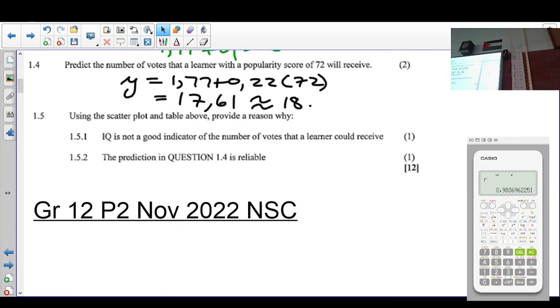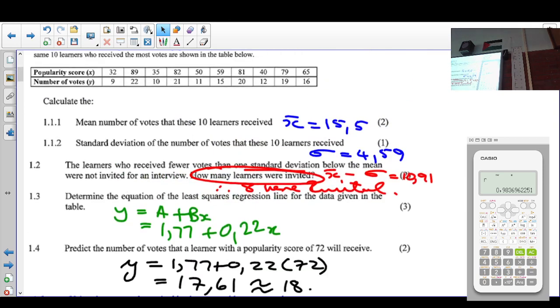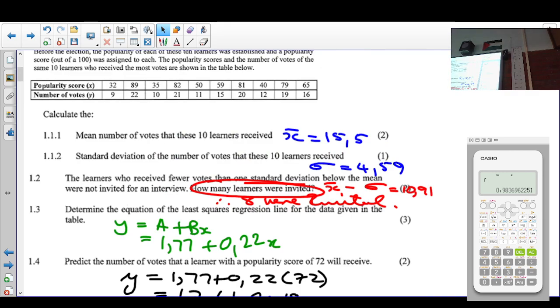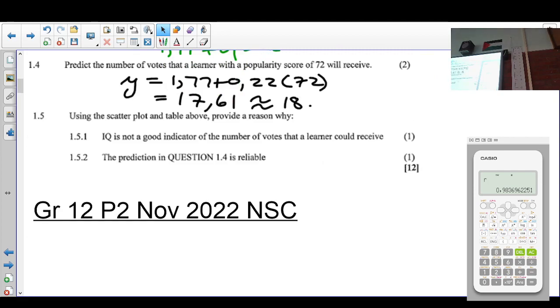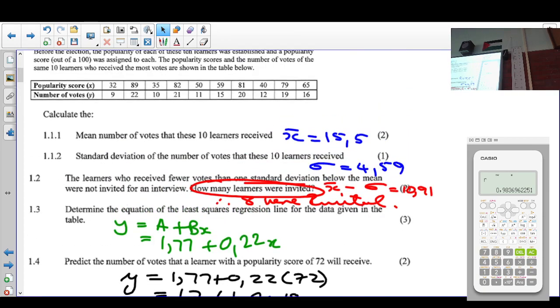Read the question again. Using the scatter plot and the table, provide the reason why the IQ is not a good indicator. There's no IQ here. So I must use the table, so I'm going to stick with the fact that the correlation is low. Okay, what did I say? Points are all scattered with or no correlation. There we go, no correlation. Okay. I shouldn't have brought the table in because there is no IQ.